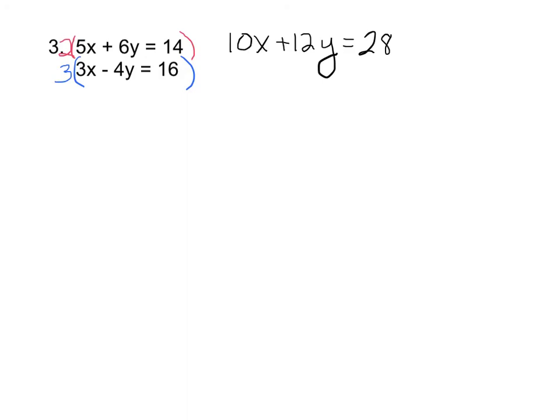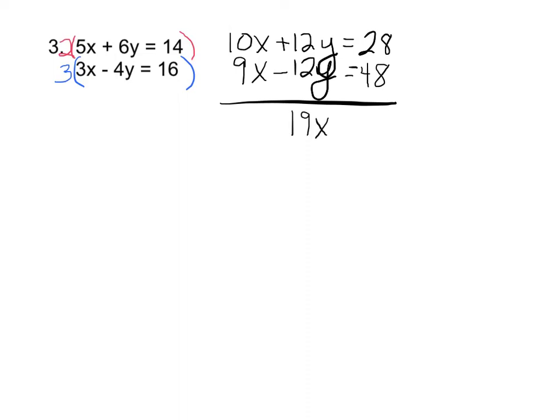So if we multiply it by 3, we're going to get 9x minus 12y equals 16 times 3, which is what? 48. Add your equations. 10x plus 9x is 19x. Y's cancel. 28 plus 48 is 76. Divide by 19. 76 divided by 19 gives you 4.